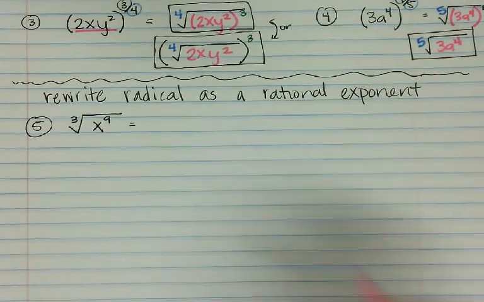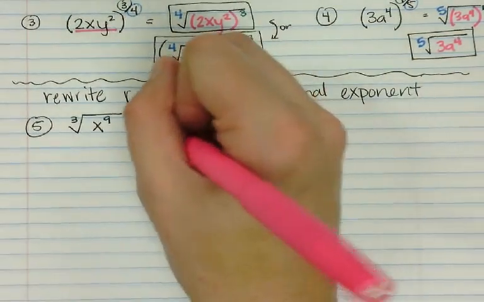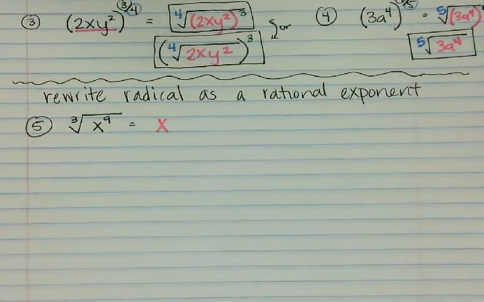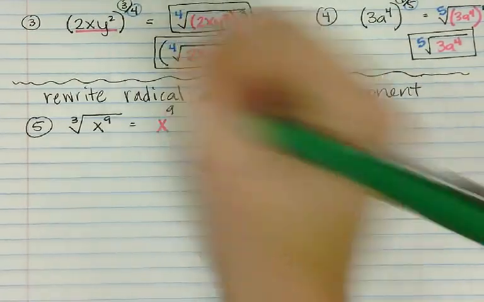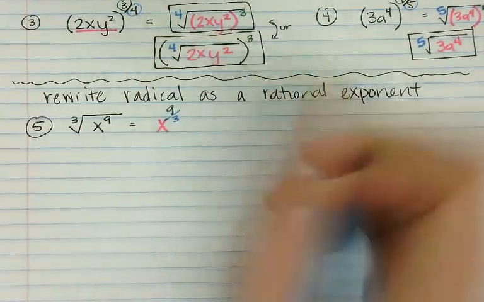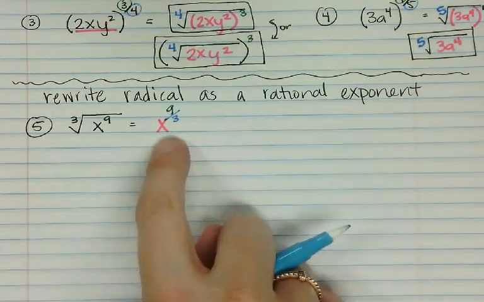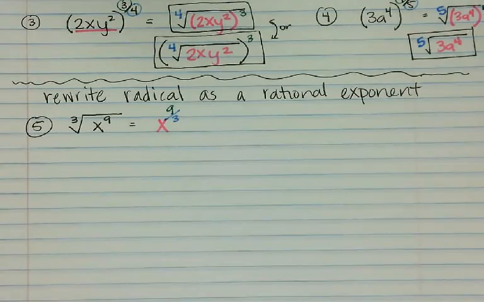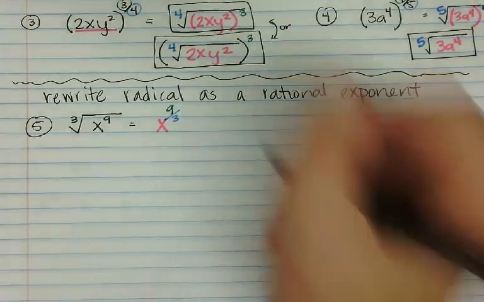Go for it, Sarah. X to the 9 over 3. Yep, so we have x to the 9 over 3. That's perfect. Guys, can we simplify 9 over 3 any further? Yeah. So what could that actually also be? 3.